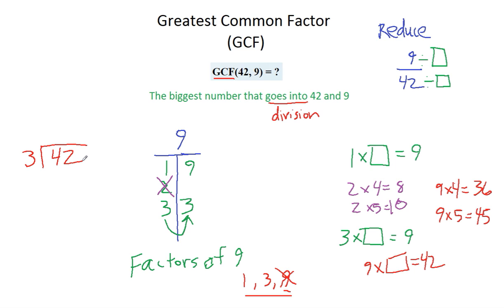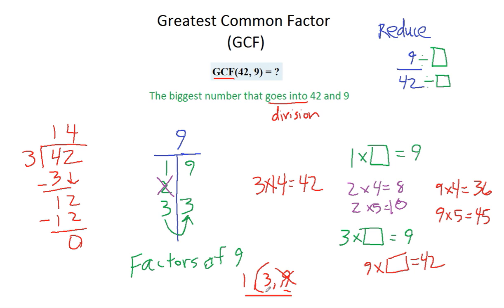So real quick, 3 goes into 4 once. 1 times 3 is that. Bring down your 2, you got 12. 3 goes into 12 exactly 4 times. 4 times 3 is 12. We get no remainder. So that means 3 times 14 would give you 42. So yes, 3 is a factor.